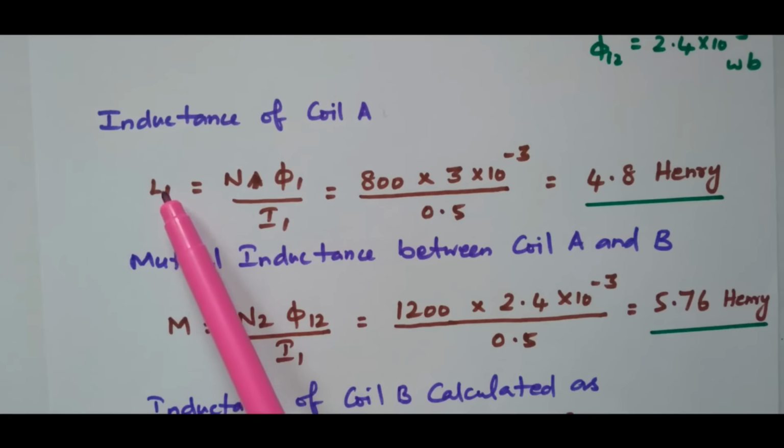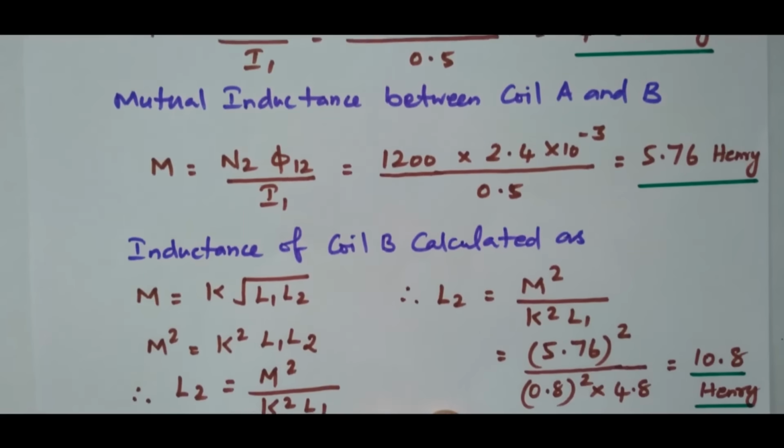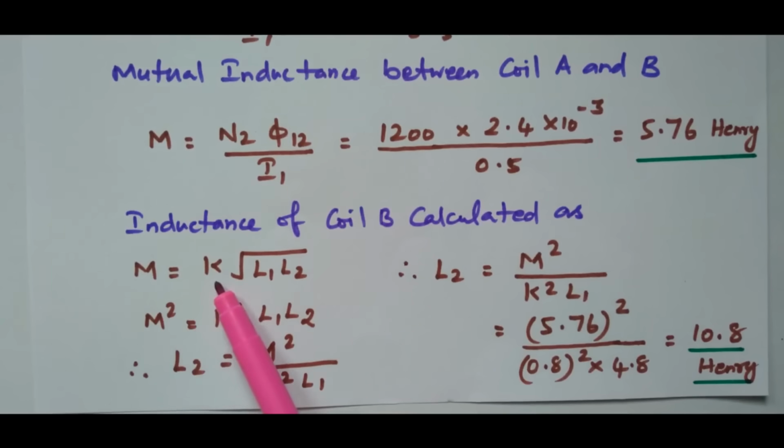Now we have the values of L1 and M. We need to find L2. We know one more value, the coefficient of coupling K. So from the coefficient of coupling we can find the L2 value. M equal to K into square root of L1 L2. The M value we calculated, K is known, and L1 is already calculated. So squaring both sides, M² equal to K² L1 L2. So L2 equal to M² divided by K² into L1.